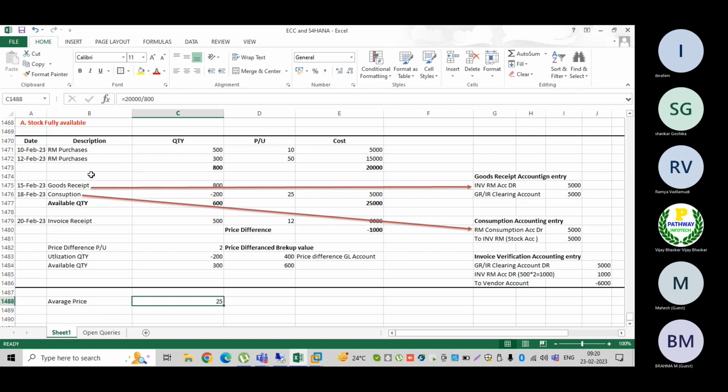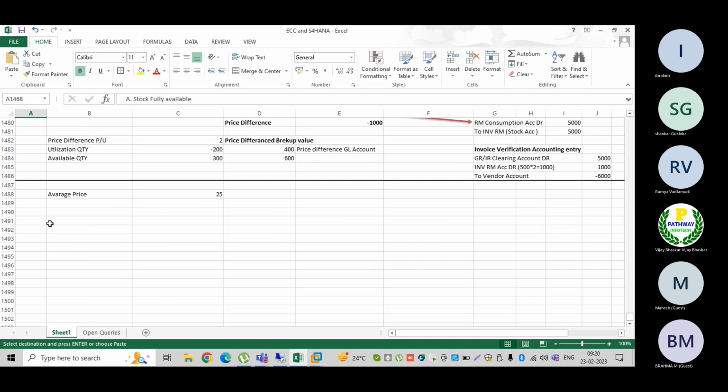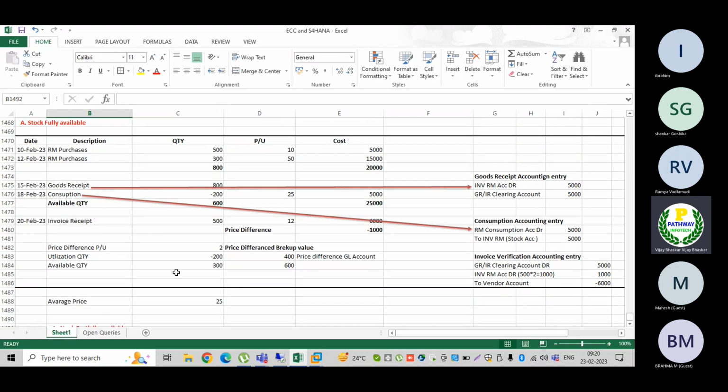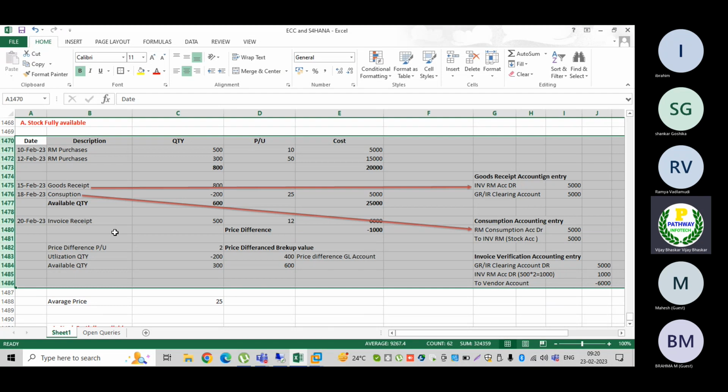Stock fully available, right? Then the next one is stock partially available. Stock partially available, meaning that I have a lesser quantity. I want to utilize 100 quantity, but I have less quantity from the purchase order.